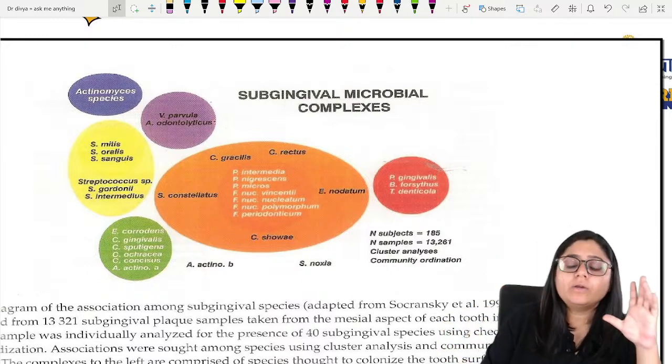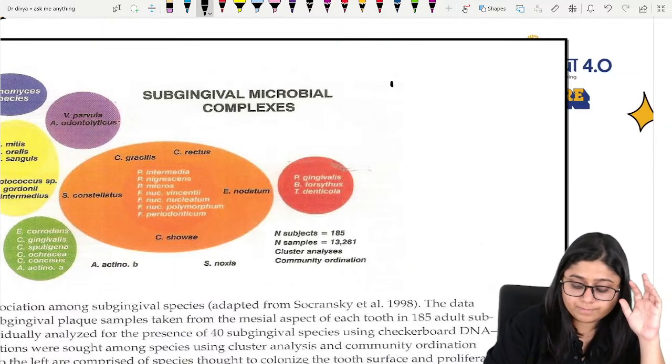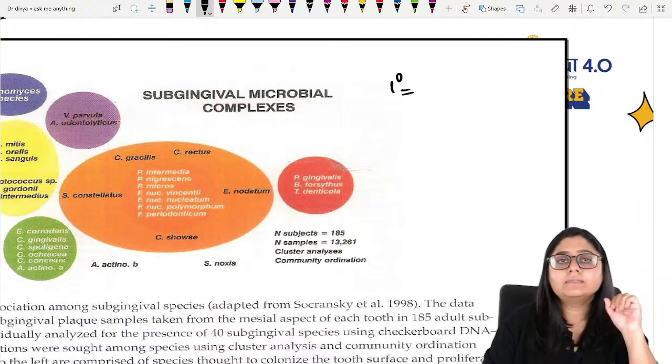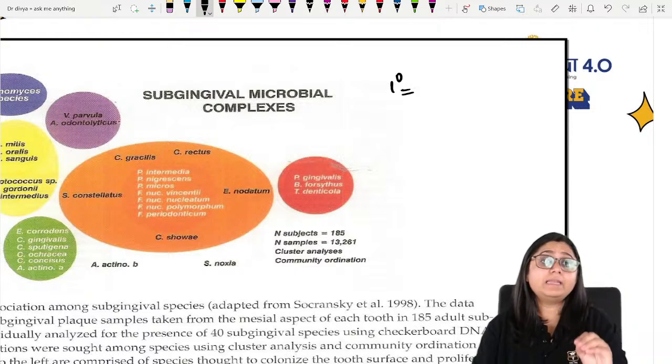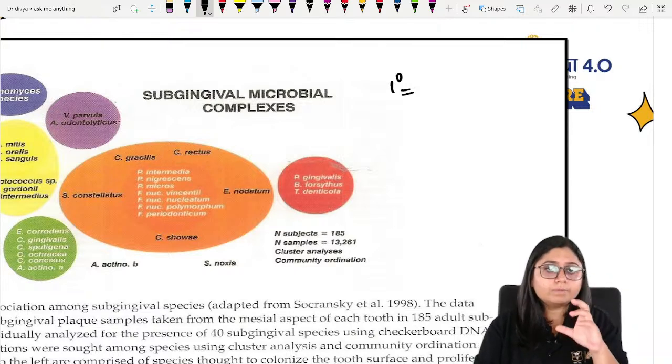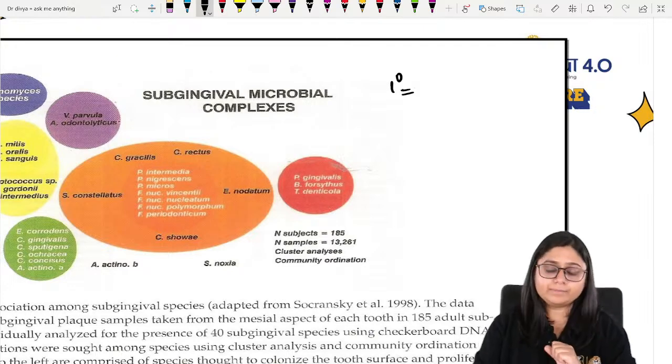The primary colonizers are the initial bacteria which colonize the tooth. These are the first bacteria which attach themselves to the pellicle.